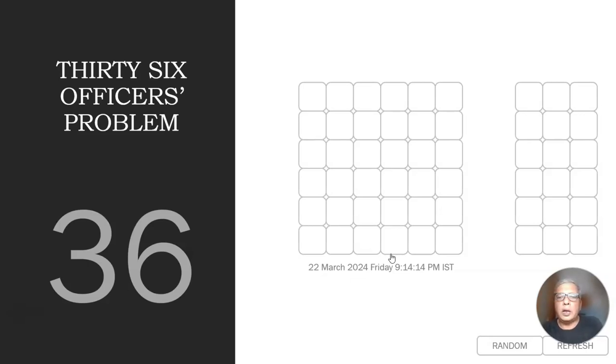after 200 years, in 1901, the French mathematician Gaston Tarry did an exhaustive enumeration of all the 9,000 cases and proved that it is impossible to construct an order 6 Greco-Latin square. So what I say now is that it is impossible to place 36 numbers 11, 12, 13 up to 66.